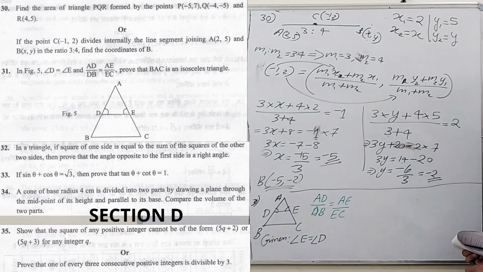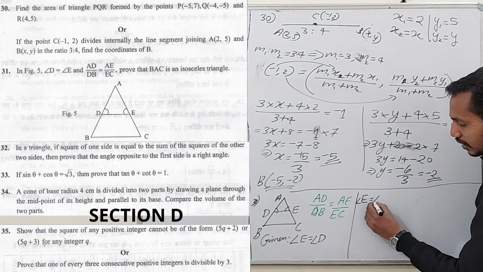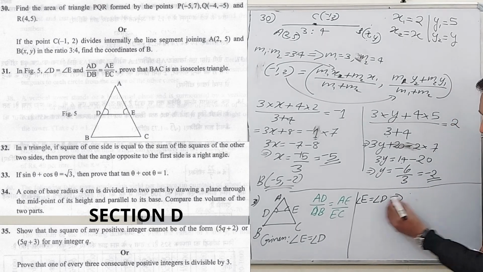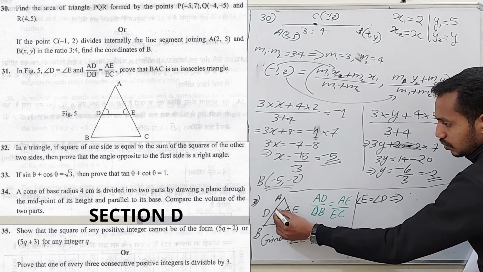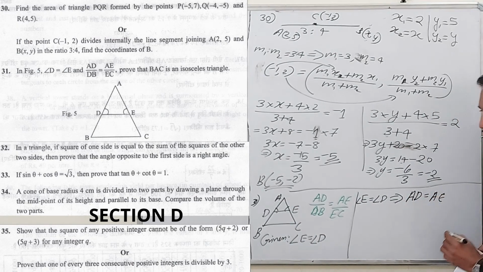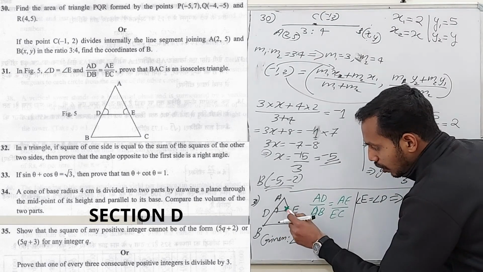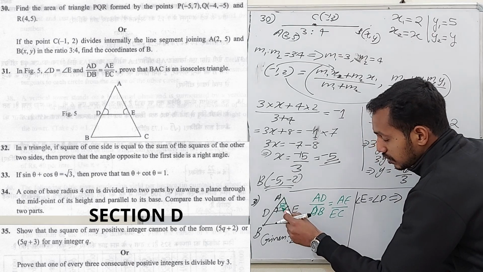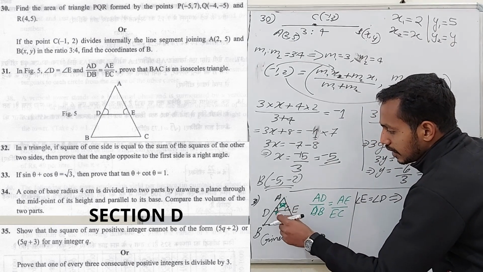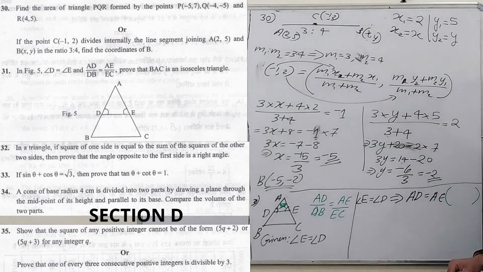So here, given that angle E is equal to angle D, that implies AD is equal to AE. Why is AD equal to AE? Because if these two angles are equal, then the sides opposite to these two equal angles are equal, because triangle ADE is an isosceles one. The sides opposite to equal angles.